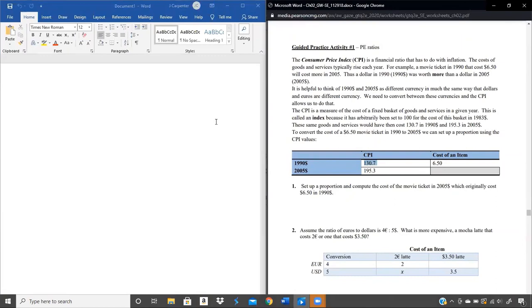So we have a cost of a movie ticket in 1990, and it was $6.50. Based on my memory, that actually seems a little high, at least in our area. Maybe New York City was that price, but either way, not the point. They ask us, what would that cost in 2005, assuming that movie tickets went with inflation exactly? So set up a proportion to compute the cost of a movie ticket in 2005, which originally cost $6.50 in 1990. This is not saying that this is exactly the price you see at the theater. We are taking the price from 1990 and turning it into a price from 2005.